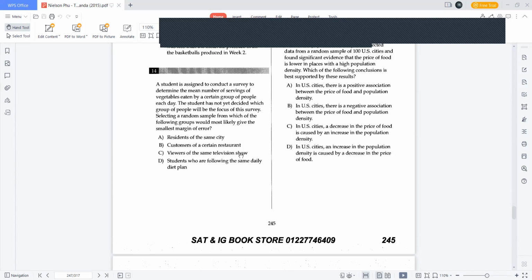Sure. It's a little tricky between A and C. With a television show, certain people can prefer a show based on the type of people they are, and they can also care about eating vegetables. But with residents of the same city, you can have all types of people in a city.